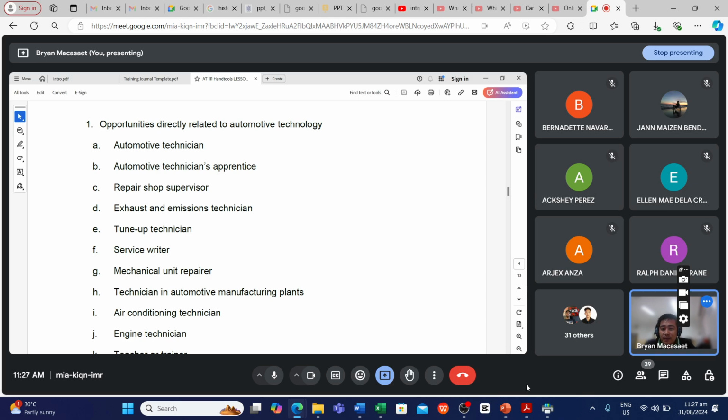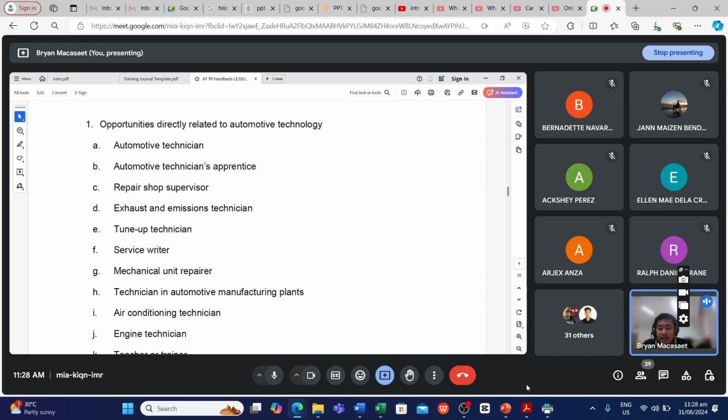Letter C, repair shop supervisor. Ngayon, ang tawag natin dyan ay mga service advisor. Letter D, exhaust and emission technician. So, sabi ko nga sa inyo, napakaraming trabaho ng automotive. Nung tayo ay nag-discuss, isinite ko sa inyo yung mga majors ng automotive. Marami ng trabaho, yan pa yung iba. Letter E, tune-up technician.